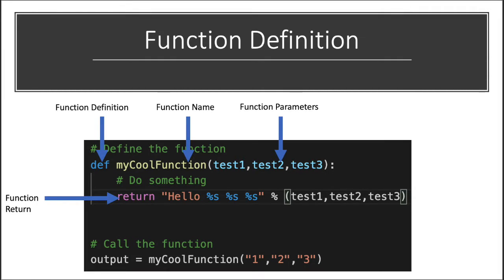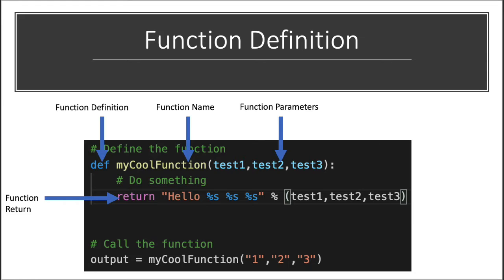Let's take a look at the components required to define a function. The def keyword is used to define a function. It is required whenever you are trying to create a function. After the def, the name of our function goes next. So you can see the name of this function is myCoolFunction.